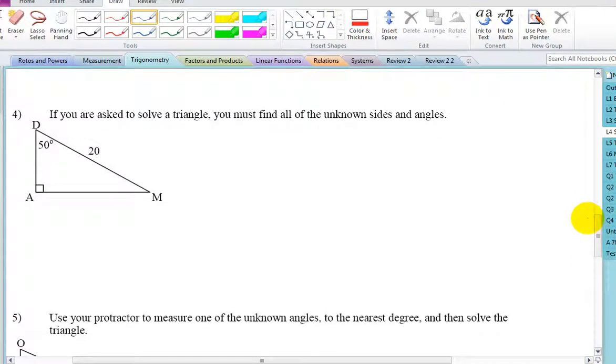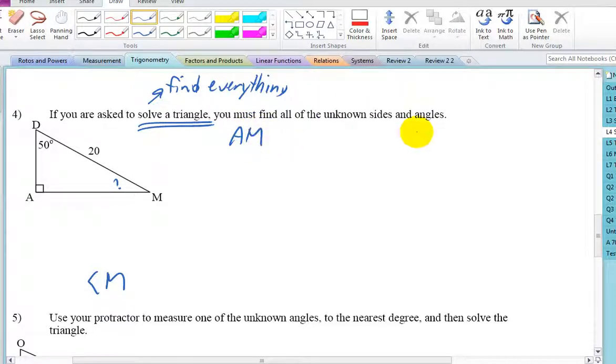Okay, turn it over. So, solve a triangle. That means you have to find everything. So you have to find angle M. You have to find length AM. You have to find length DA. Let's start by labeling our HOA. And since we're given angle 50, that's what you're going to use for your opposite and adjacent. What do you guys want to find first? AM or DA?